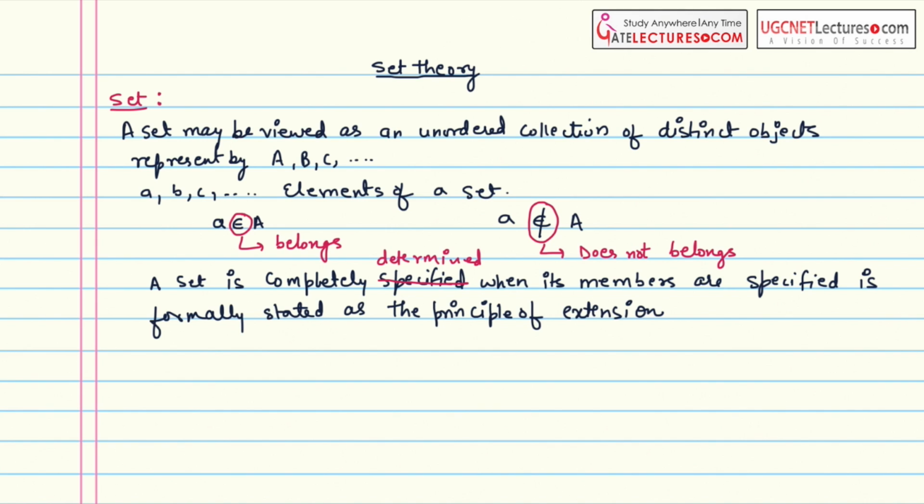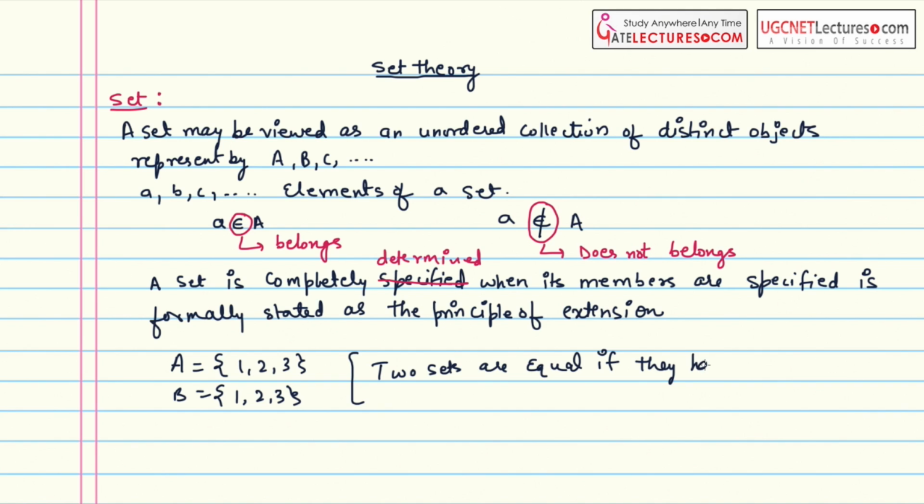And we can say if there are two sets, for example, a set A containing the elements 1, 2, 3, and a set B containing the elements 1, 2 and 3, these two sets are equal if and only if they have the same members, right? So what I'm saying is two sets are equal if they have the same members. That's a very simple definition. I think it is not difficult to understand.